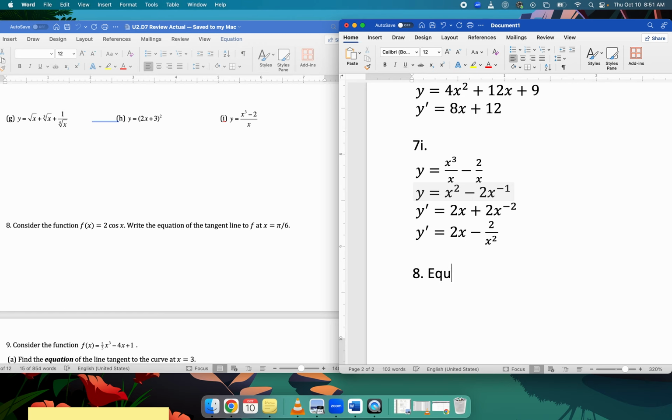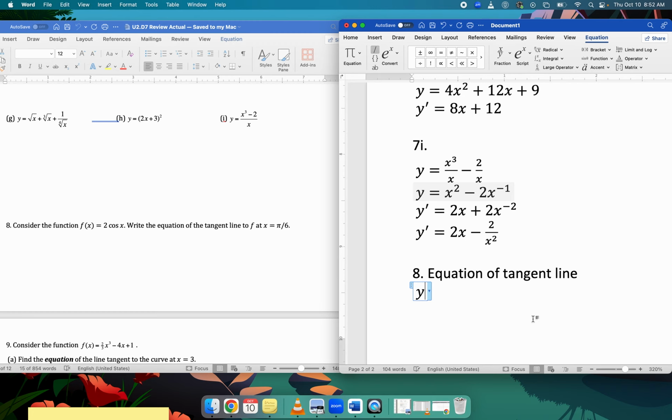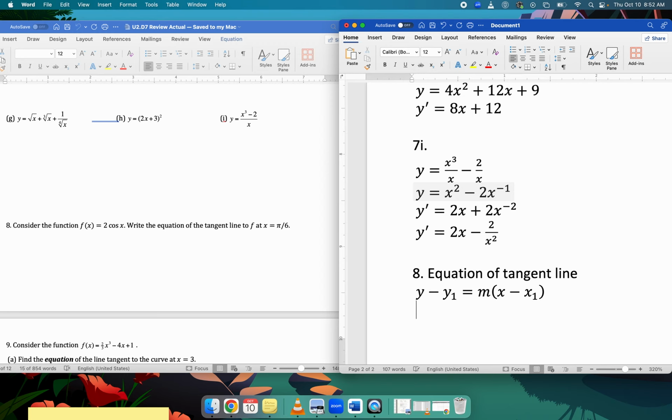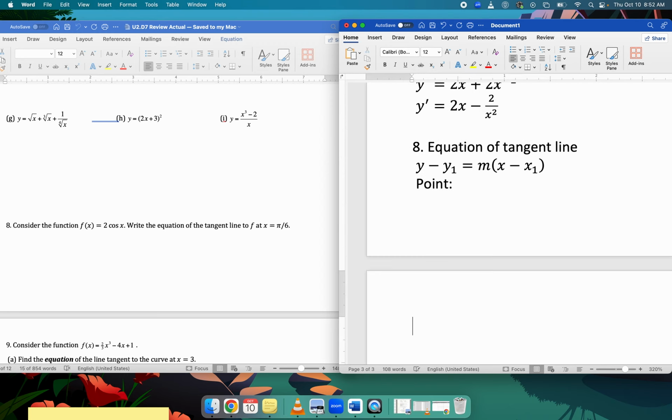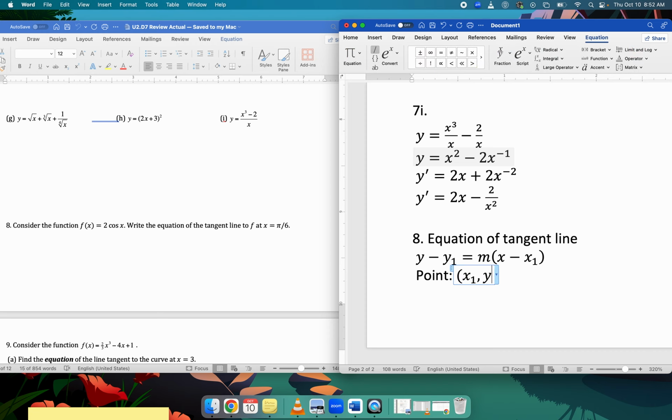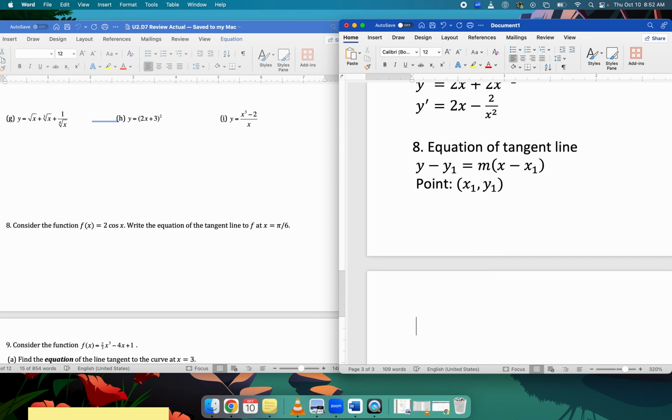So, equation of the tangent line. The first thing I do is I write down y minus y1 equals m times x minus x1. Okay, I always just write down the point slope form. All right, so that tells me that I need two things. I need the point, which is my x1 and my y1, and I need the slope of the line. That's your m. So let's start with the point.